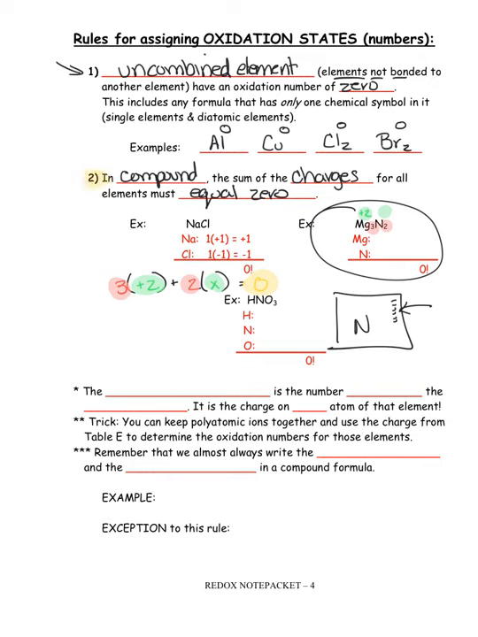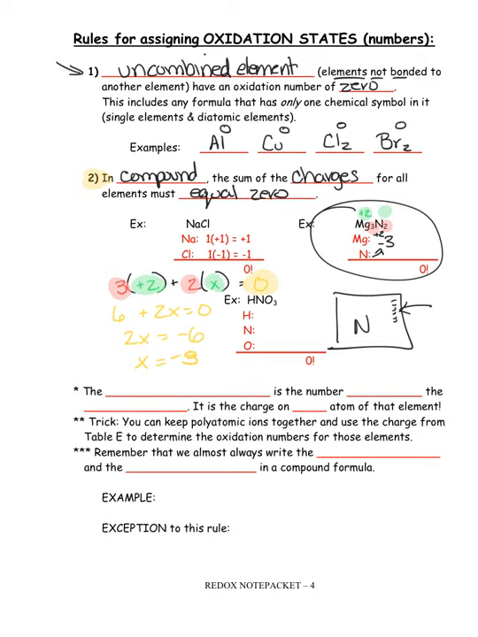So when I do this lovely math here, take out your math maker, 3 times +2 is 6, plus 2x equals 0. We've got 2x equals -6. X is going to equal -3. So that nitrogen has to be a -3. That's the nitrogen's oxidation number. We know magnesium is +2. You'll see that in one of the other rules.